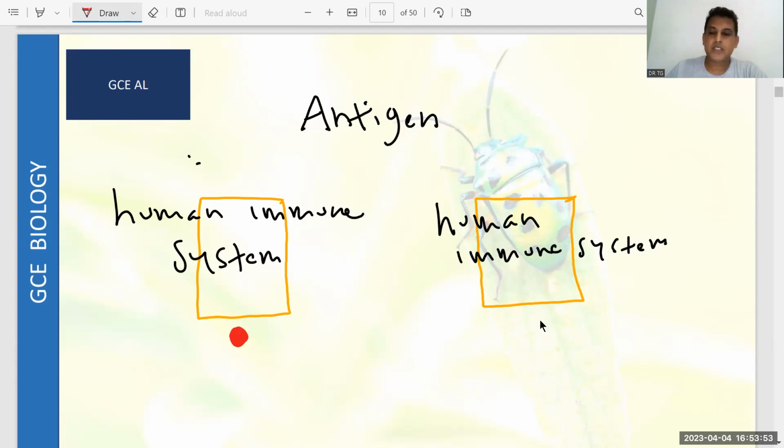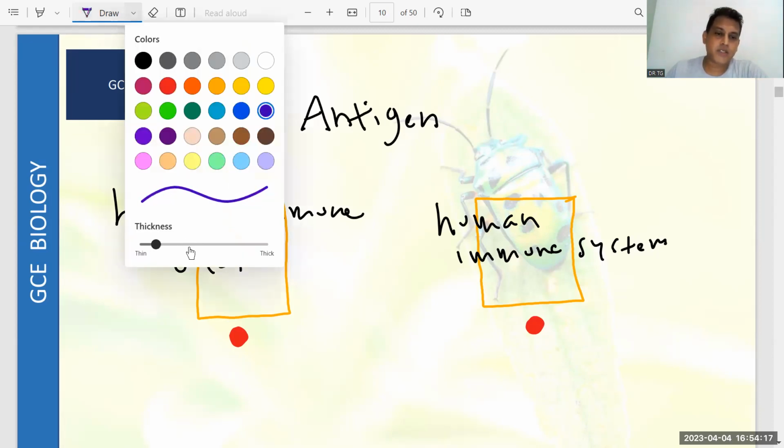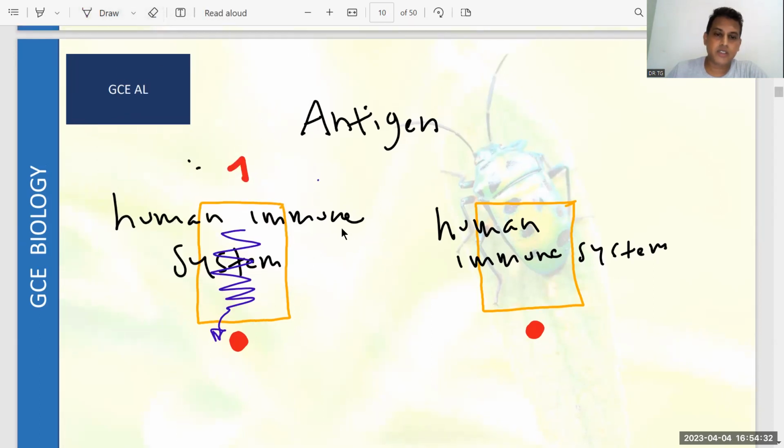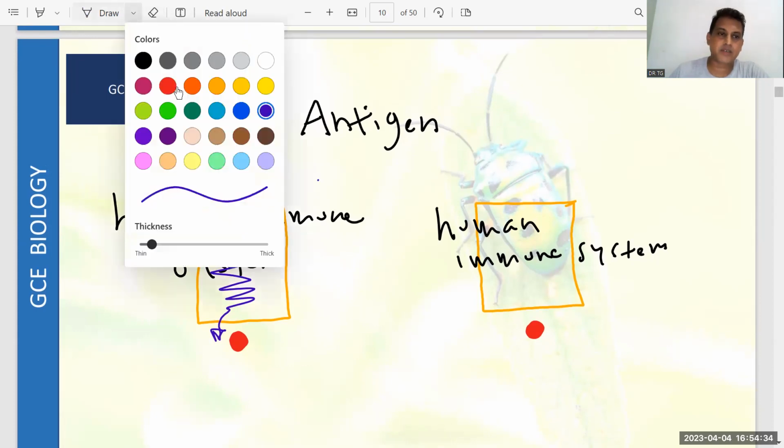Let's say this red color dot represents a thing which can be harmful to the body. Now, in the first case, if the immune system activates, this blue color spiral type of arrows represent activation.